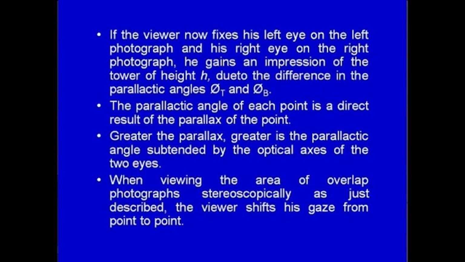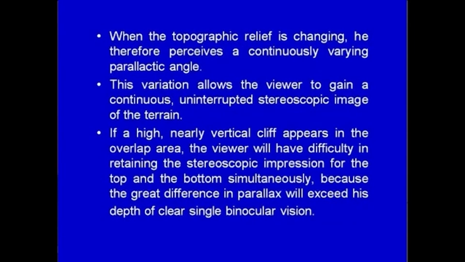When viewing the area of overlap of photographs stereoscopically as just described, the viewer shifts his gaze from point to point. When the topographic relief is changing, he therefore perceives a continuously varying parallactic angle. This variation allows the viewer to gain a continuous, uninterrupted stereoscopic image of the terrain.